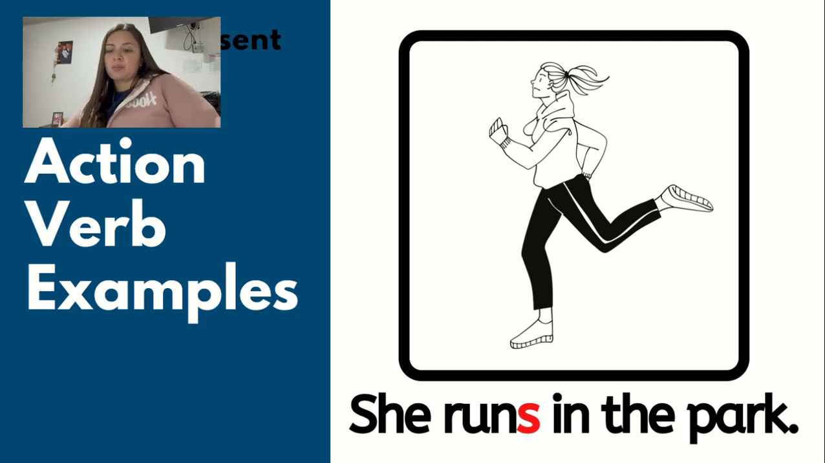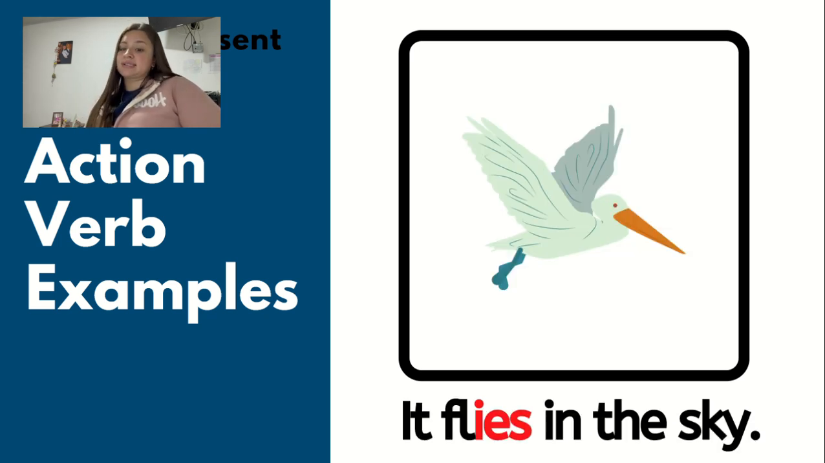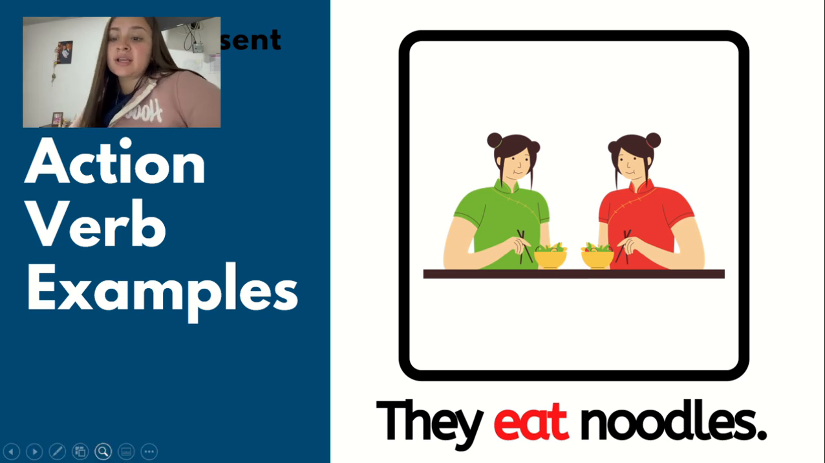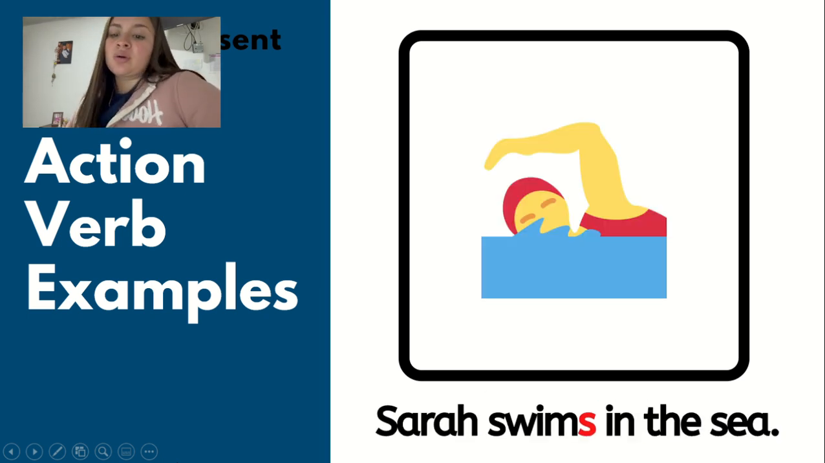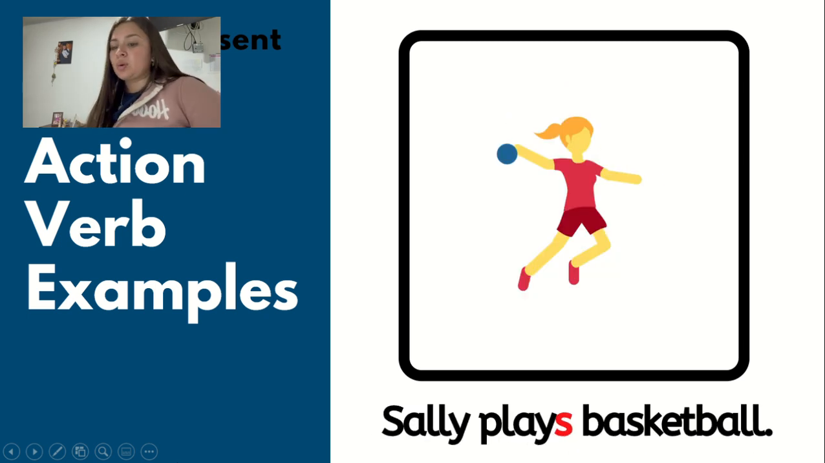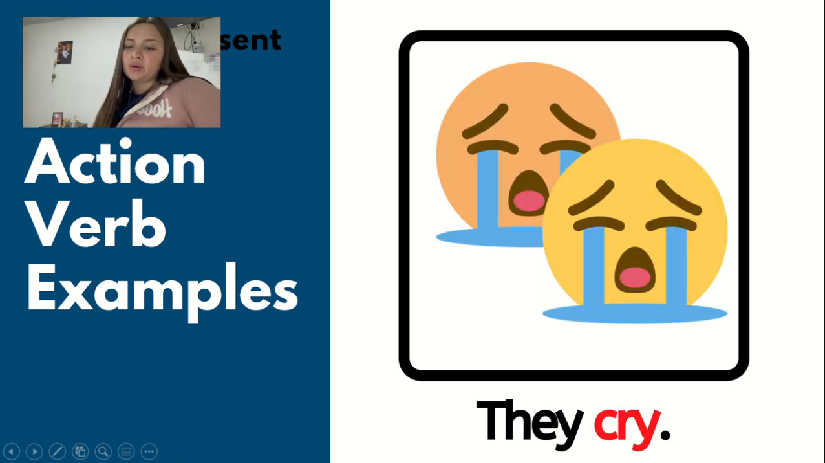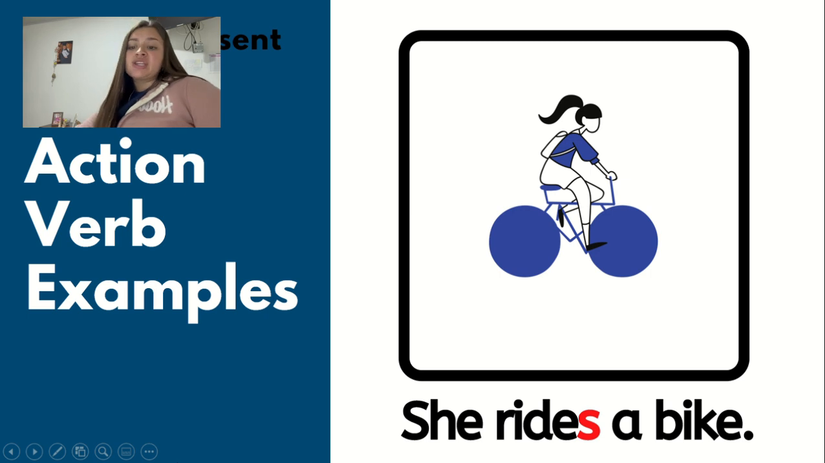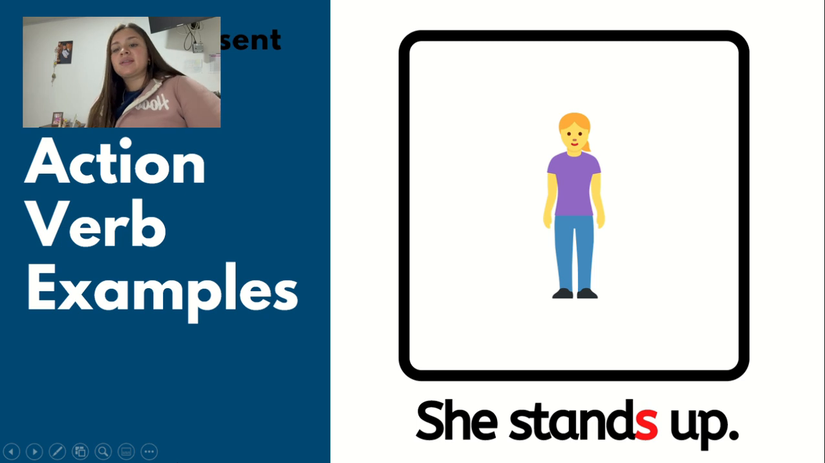For example, she runs in the park, the lion jumps through the hoop, it flies in the sky. And for example, they eat noodles. We don't add anything to the verb because we are talking about they. He drinks water, we are talking about he. Sarah swims in the sea, she sleeps quietly, she plays basketball, he throws the ball, he shoots, they cry, she rides a bike, she sits down, she stands up, they clap.